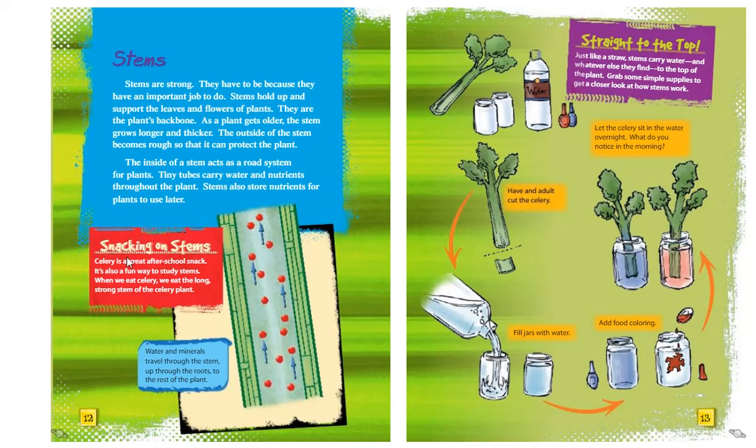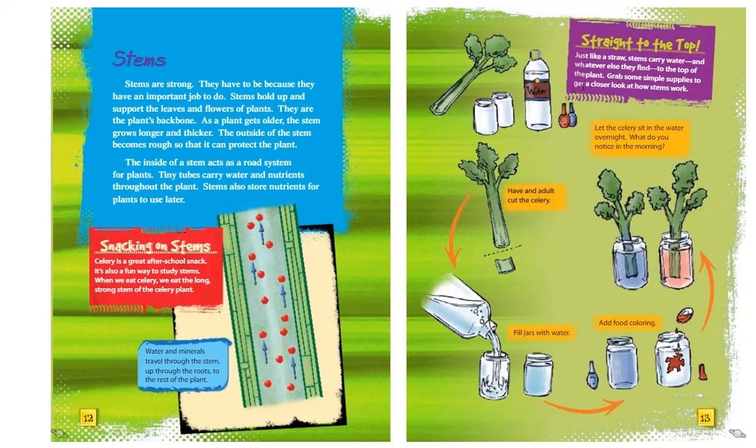Next note, snacking on stems. Celery is a great after-school snack. It's also a fun way to study stems. When we eat celery, we eat the long, strong stem of the celery plant. Water and minerals travel through the stem, up through the roots, to the rest of the plant. Next up, straight to the top. Just like a straw, stems carry water, and whatever else they find, to the top of the plant.